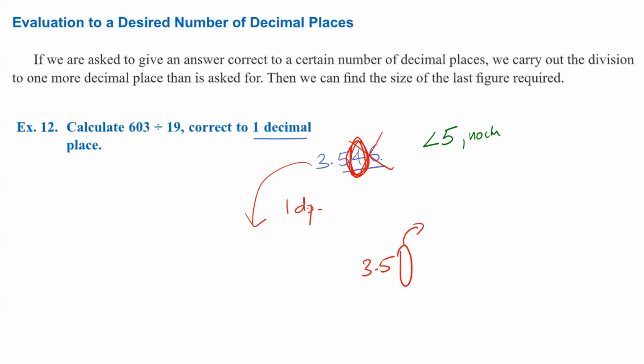But if the number to be dropped is greater than 5, what should we do? We should add 1 to the previous number. So here there is 4, so there is no change. The answer will be 3.5 itself.